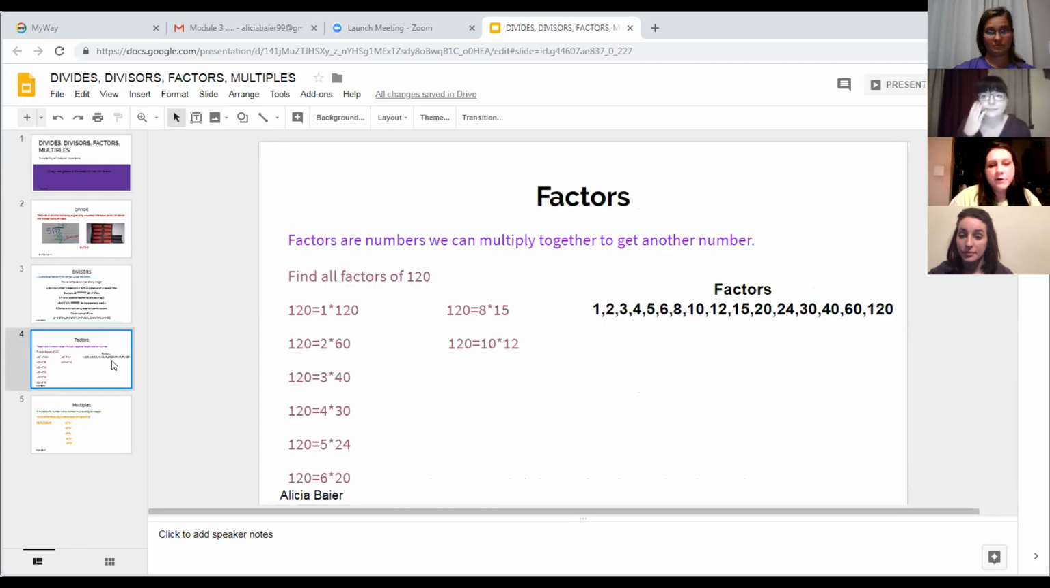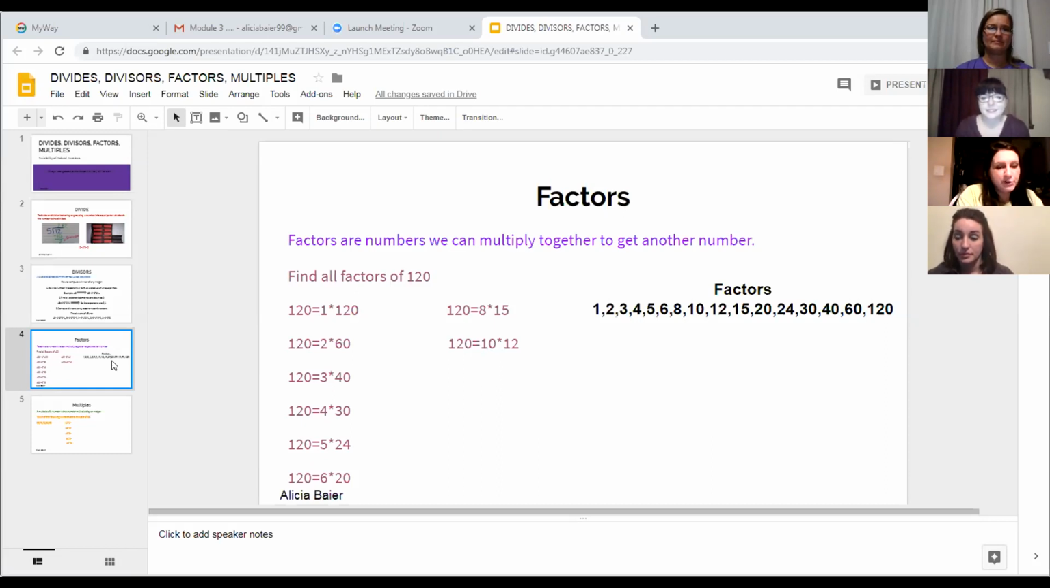Now we're moving on to factors. Factors are numbers we can multiply together to get another number. Find all factors of 120. Jessica, what are the first numbers that we start with? 1 times 120. Okay, and then we move down to 2.